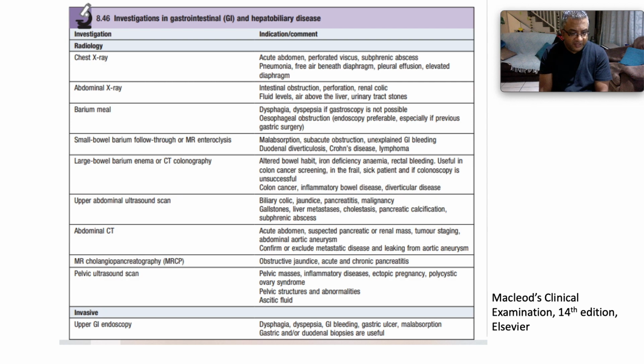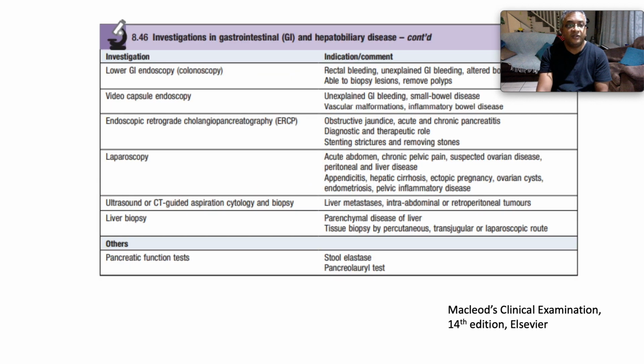The invasive investigations: upper GI scope in patients who present with dysphagia, dyspepsia, GI bleeding, gastric ulcer, malabsorption, right? Gastric or duodenal biopsies are obviously taken and are useful. Other investigations include lower GI scope in the patient with rectal bleeding, change in bowel habit, unexplained GI bleeding. You're able to biopsy lesions and remove polyps. And we also have video capsule endoscopy when the patient has unexplained GI bleeding, small bowel disease, vascular malformations, inflammatory bowel disease.